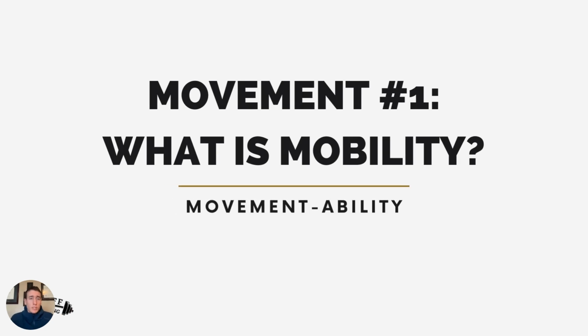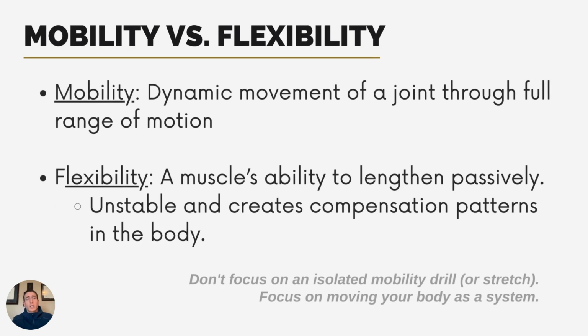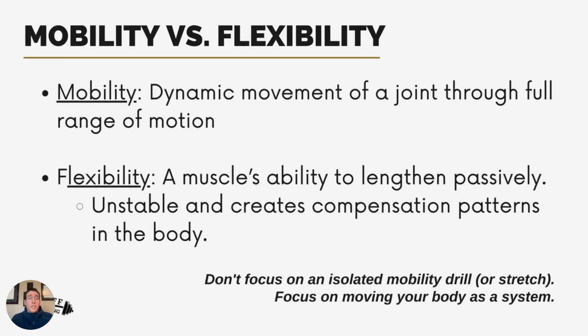All right, second presentation is movement number one. What is mobility? Mobility for me is movement ability. So, mobility versus flexibility. Mobility is the dynamic movement. That's the main part, the dynamic movement of a joint through the full range of motion. Flexibility is the passive length a muscle can achieve. So mobility to me is more active and flexibility is more passive.